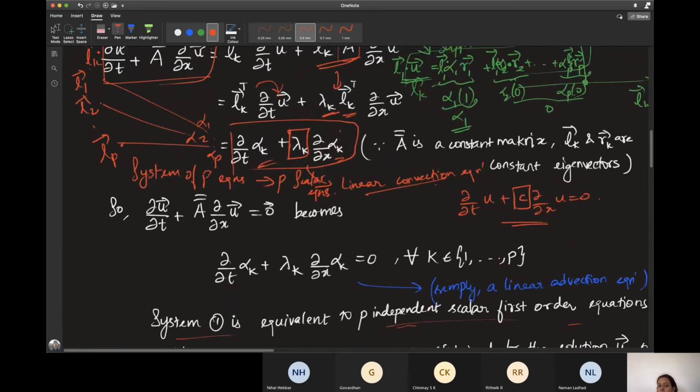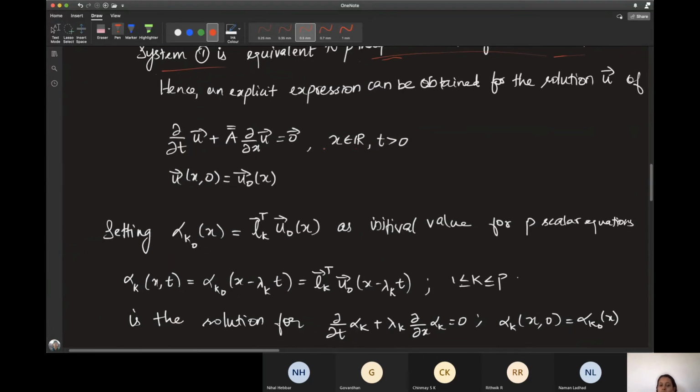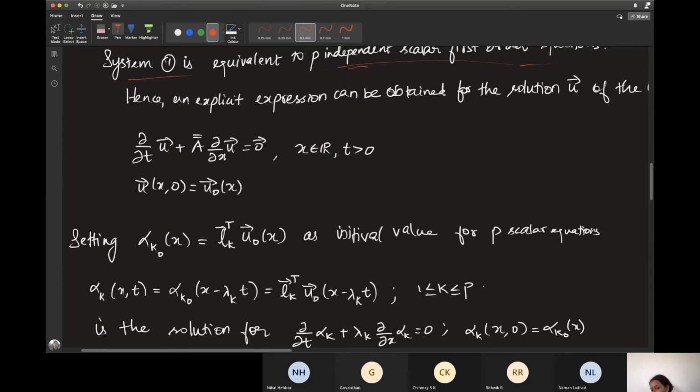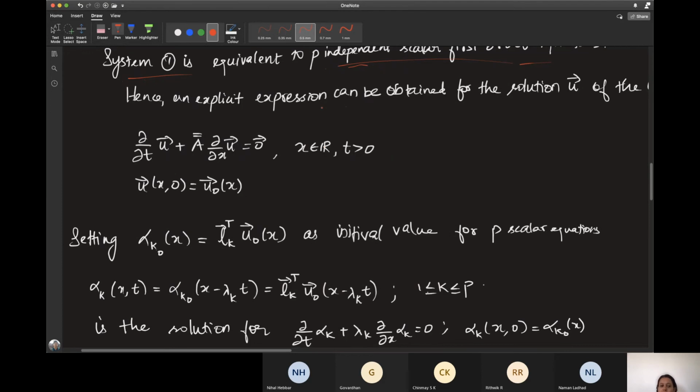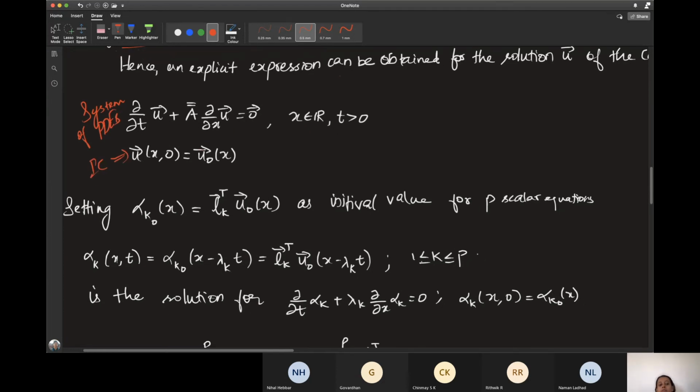Now we have seen how to solve this linear convection equation. So now let's see how to solve a system of equations by using the solution for the simple linear convection equation. Let's say you have some problem like this. This is your system of PDEs, and this is your initial condition. U vector of x comma 0, this 0 corresponds to t equals 0. You have some function, some vector u naught vector of x.